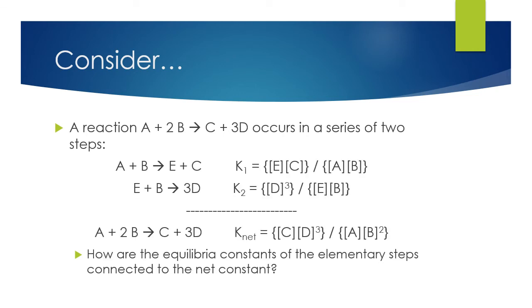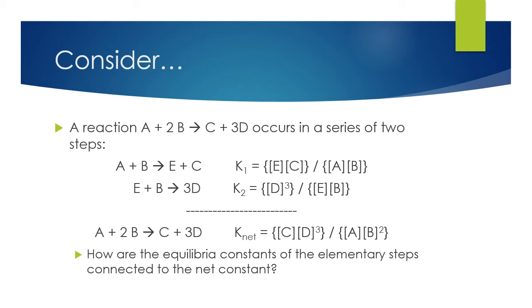Let's take a look. For our first one, it would be concentration of E times concentration of C all over concentration of A times concentration of B. For the K for the second step, which I'm going to label K2, it would be concentration of D cubed all over concentration of E times concentration of B. And then the net reaction would be concentration of C times concentration of D cubed all over concentration of A times concentration of B squared.